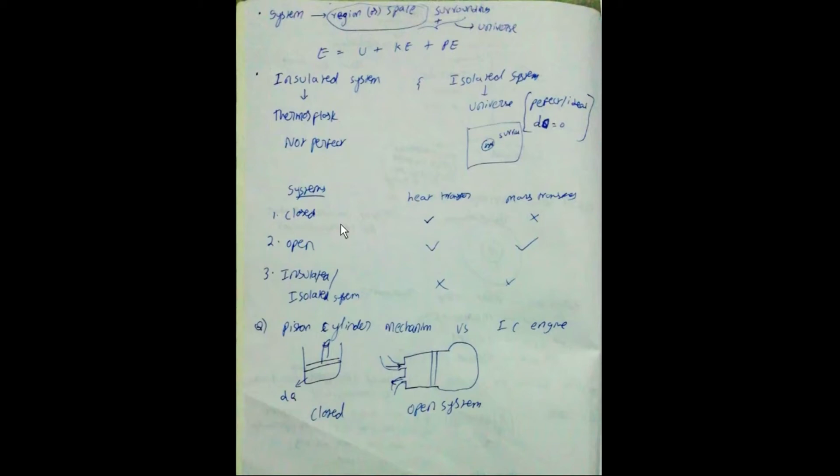Systems are classified based on heat transfer and mass transfer. Closed system: there is heat transfer but no mass transfer. Open system: there is heat transfer and also mass transfer. Isolated system: neither heat transfer nor mass transfer. Piston cylinder mechanism versus IC engine: in a piston cylinder, everything is closed, but in an IC engine gases enter and exhaust gases leave, so it is an open system.